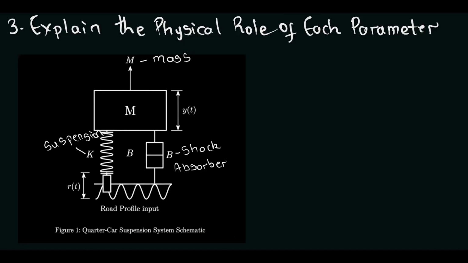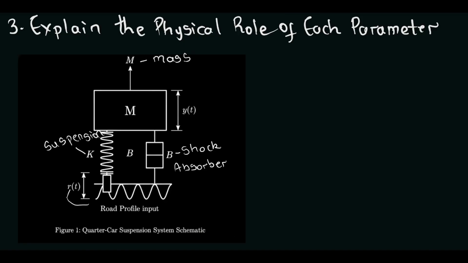So it prevents excessive bouncing and improves ride comfort. Its primary role is to dampen the oscillation caused by the spring and quickly bring the mass back to equilibrium. So it prevents excessive bouncing and improves ride comfort.